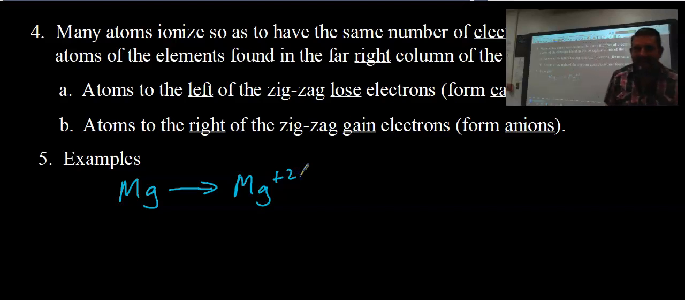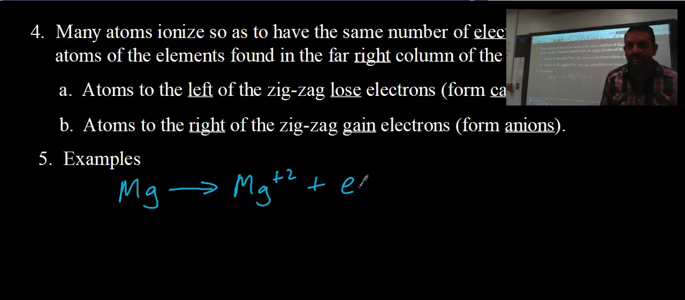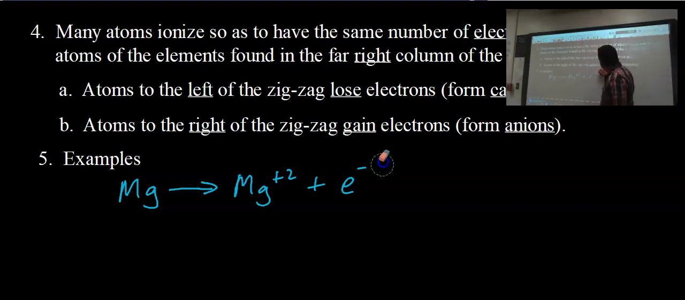Now, when an atom loses electrons, the electrons that are lost are shown on the right side of the equation. The symbol we use for an electron is just e. We want to include its charge as well. So what is the charge of an electron? A lot of times students want to write it with a 2. No, that is not right. That tells us that the charge of an electron is -2. That is not correct. The charge of an electron is -1.